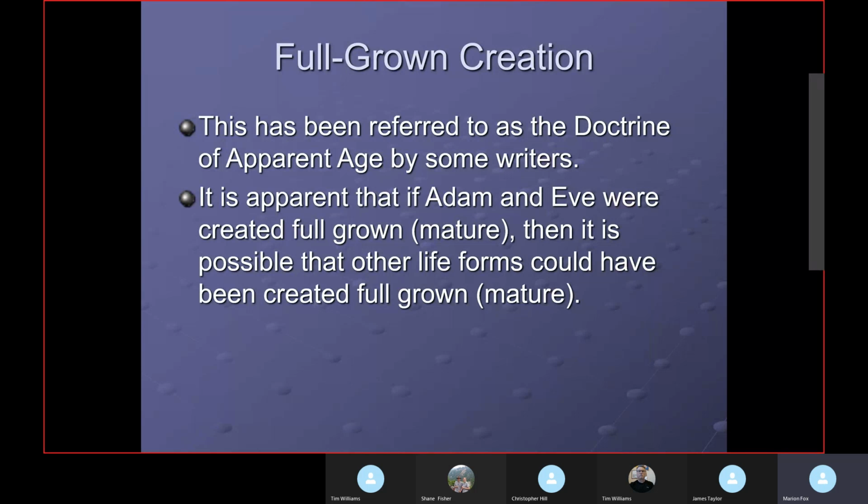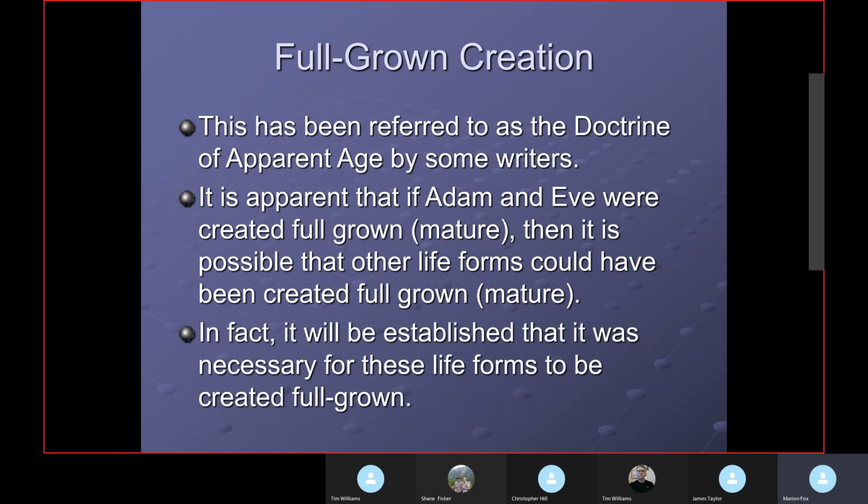It's quite apparent that if Adam and Eve were created full-grown, and they were mature, then it's possible that other life forms could have been created full-grown or mature as well, since they were. So that wouldn't be out of line to reason that way, and we'll show arguments that they almost for sure had to be that way. Some of them had to be. In fact, it will be established that it was necessary for most of the life forms to be created full-grown, if not all of them. So they were created in that full-grown state like Adam and Eve were, not as babies.